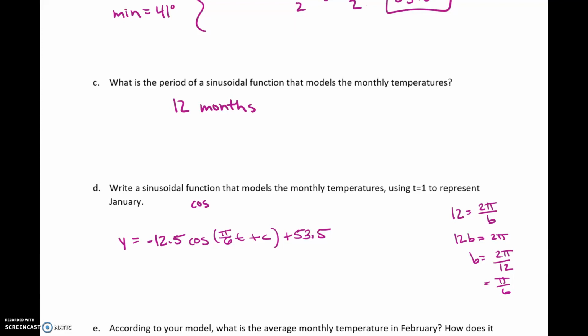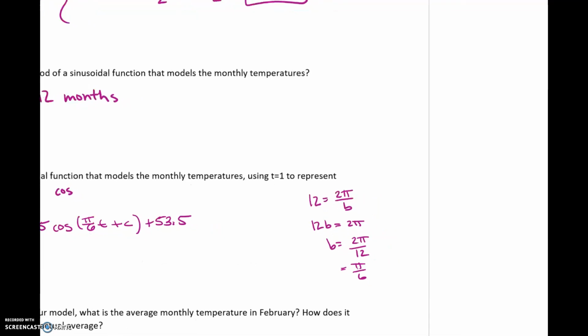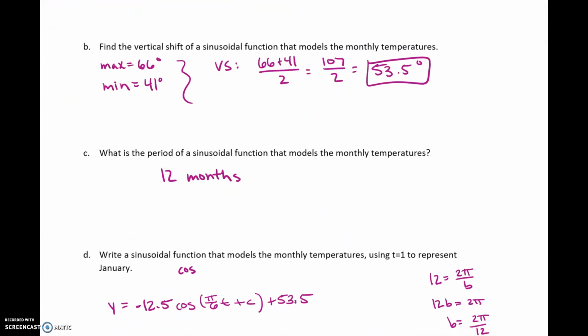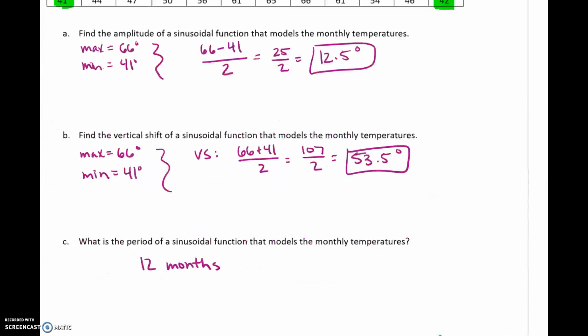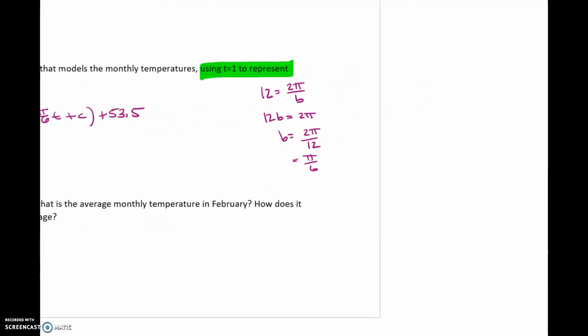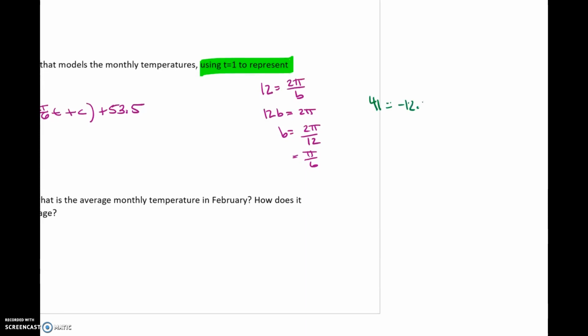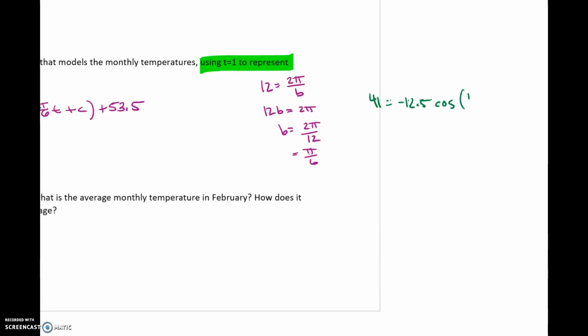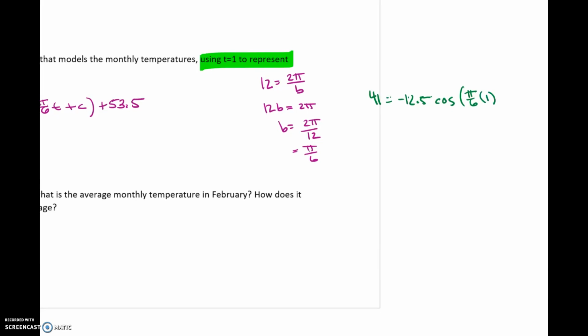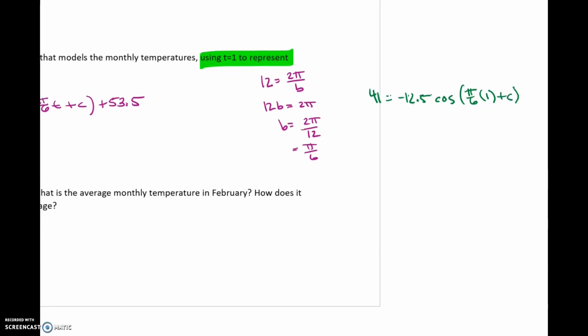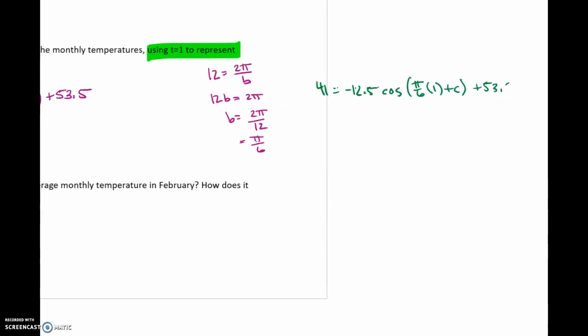Now, how are we going to find that C value? Well, I'm going to go off to the side here. It says that using t equals 1 to represent January. So what was the temperature in January? Well, the temperature in January was 41 degrees. So I'm going to work backwards to find my C value. Over here, it says 41 degrees in January equals negative 12.5 cosine of pi over 6, which was my B. My t is a 1 because it was in January, plus C, and then plus my 53.5. So the first thing I'm going to do is subtract that 53.5 on both sides.